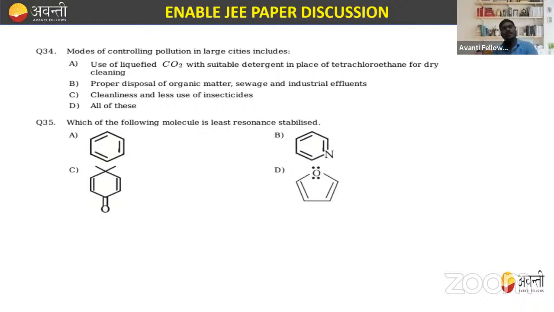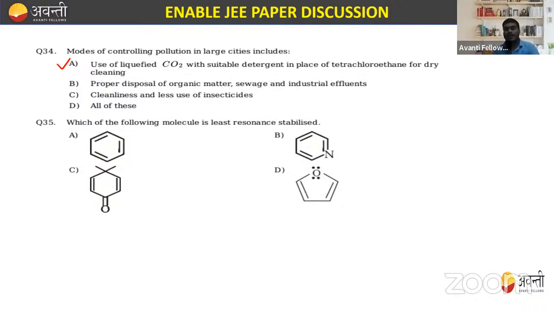Option A is use of liquefied CO2 with a suitable detergent in place of tetrachloroethane for dry cleaning. Yes, we are using such kind of technology, right? Use of liquefied CO2 with a suitable detergent in place of tetrachloroethane, because tetrachloroethane means four chloro and ethane. That is tetrachloroethane for dry cleaning.